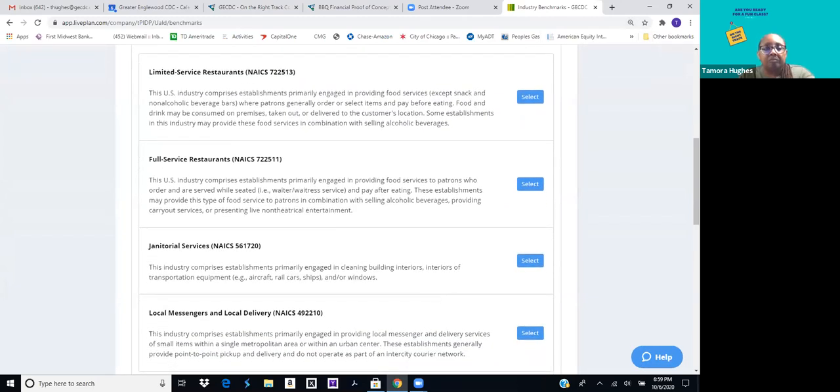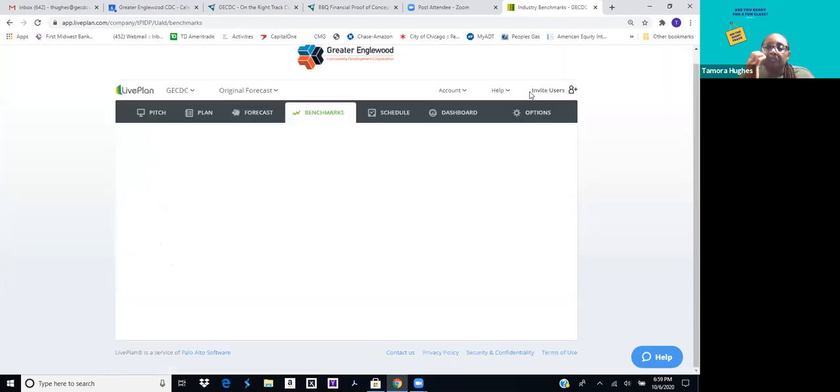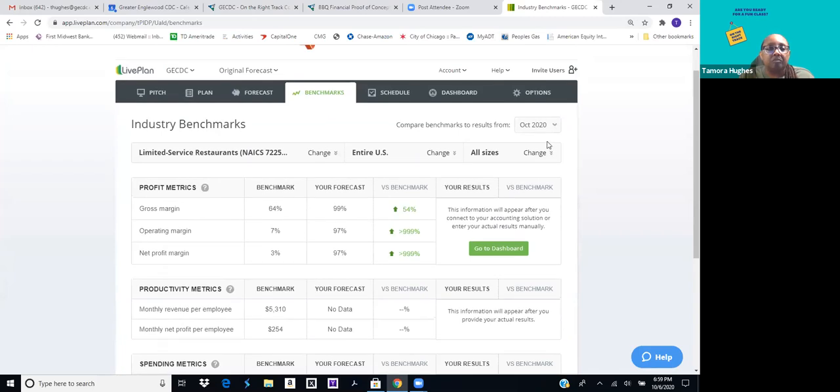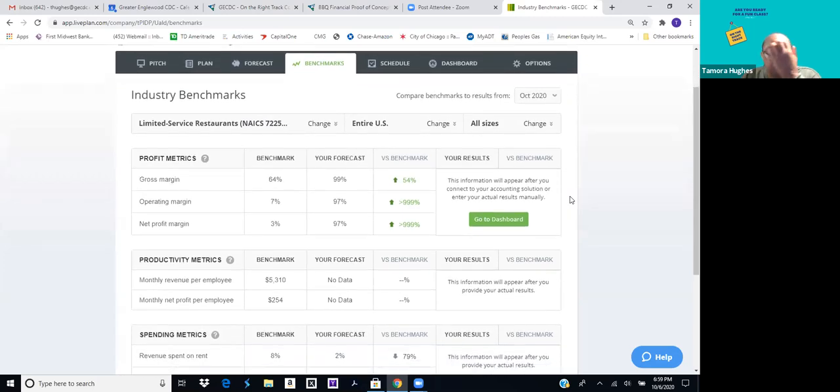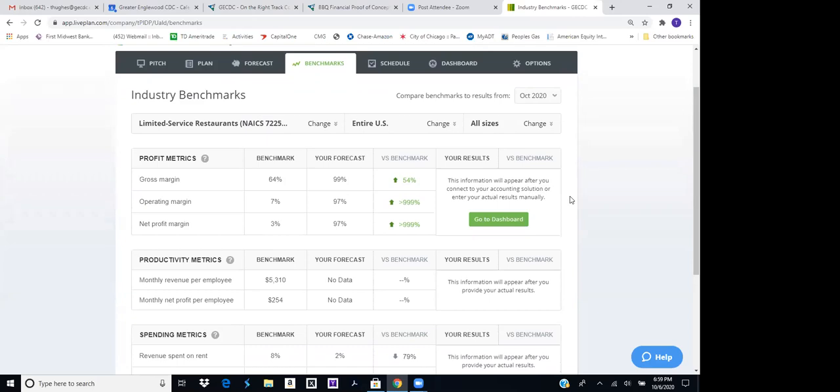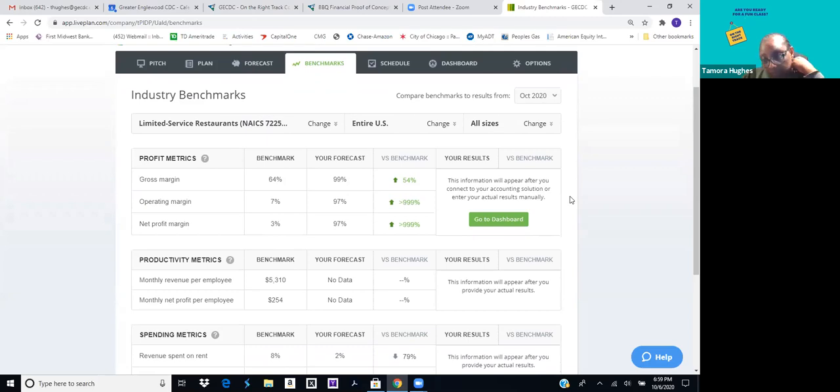It says the first one, 722. Yeah, that's the one. Okay, so here are some industry benchmarks. This is the stuff that's in LivePlan, some data that they have. Then Tamara has source data that's much more expensive, IBISWorld. That'll give you like 24 pages on an industry, but this is just a one-page thing. It is what it is.